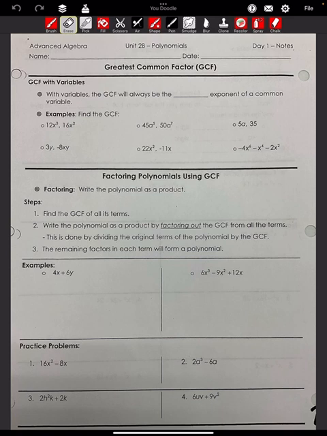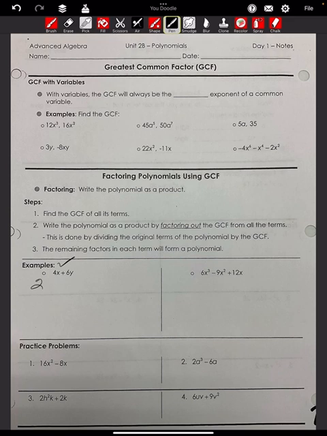All right, so let's look at this first example. We've got 4 and 6. The biggest number that's in both 4 and 6 is going to be 2. That's the biggest number that we can divide into both of those and get whole numbers, not decimals or fractions. So we put parentheses, put our 2 here, and then move on to our letters.